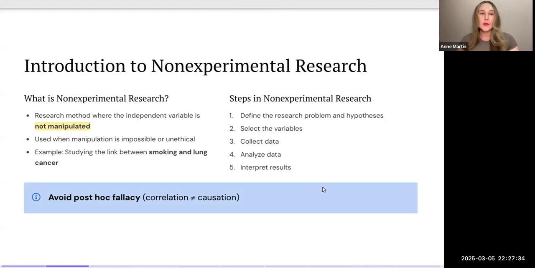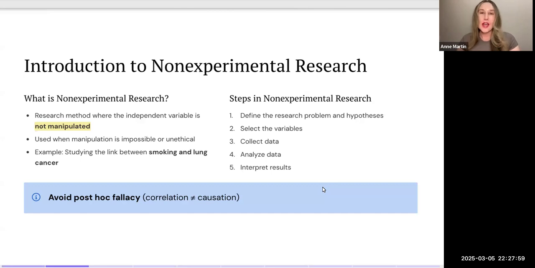Well, non-experimental research is used when it is not possible, for either ethical reasons or logistical reasons, to manipulate the independent variable. So sometimes it's impossible, sometimes it's unethical. And so researchers use a non-experimental design to examine that topic in those cases.